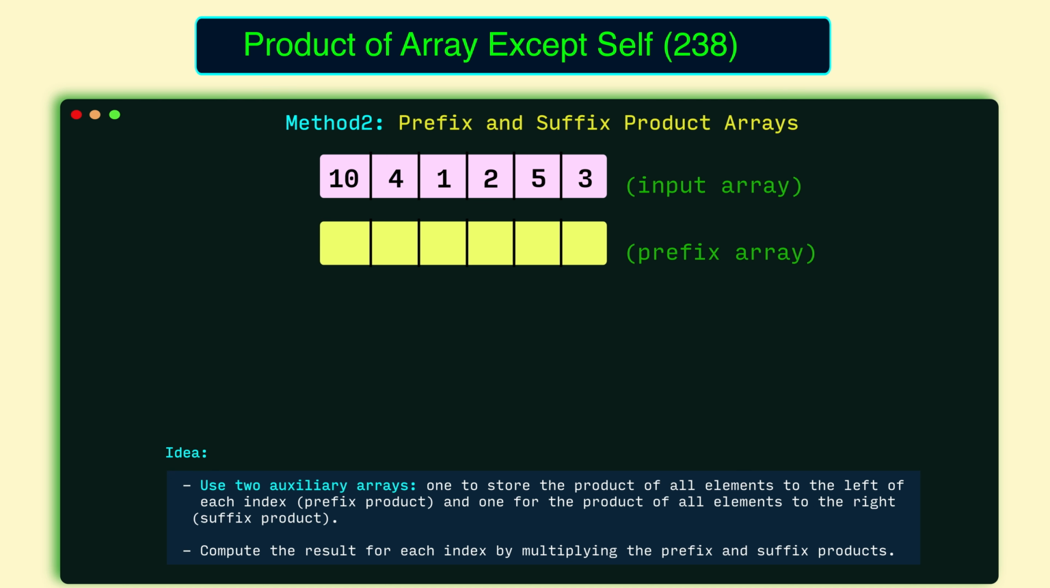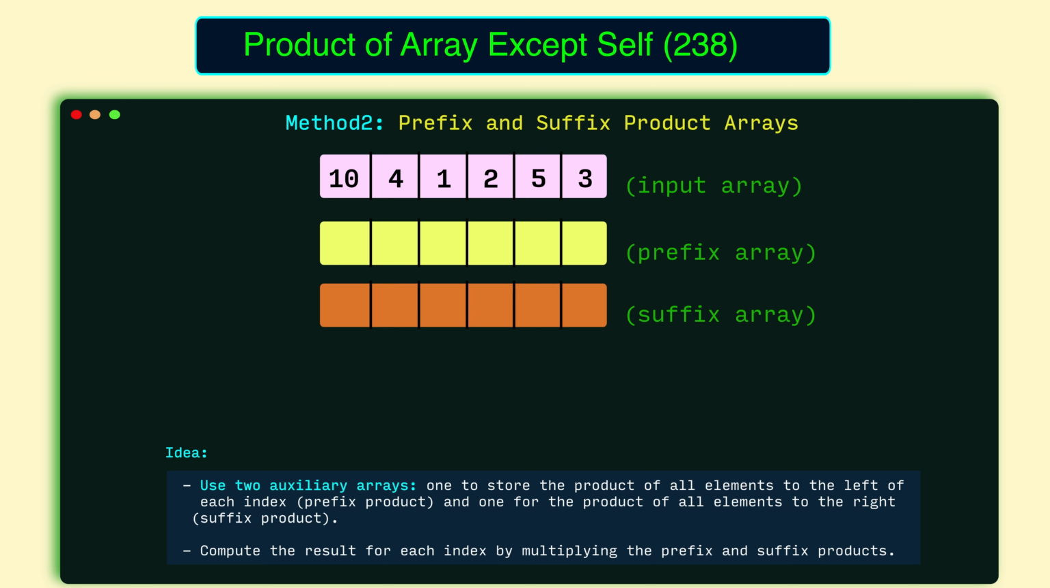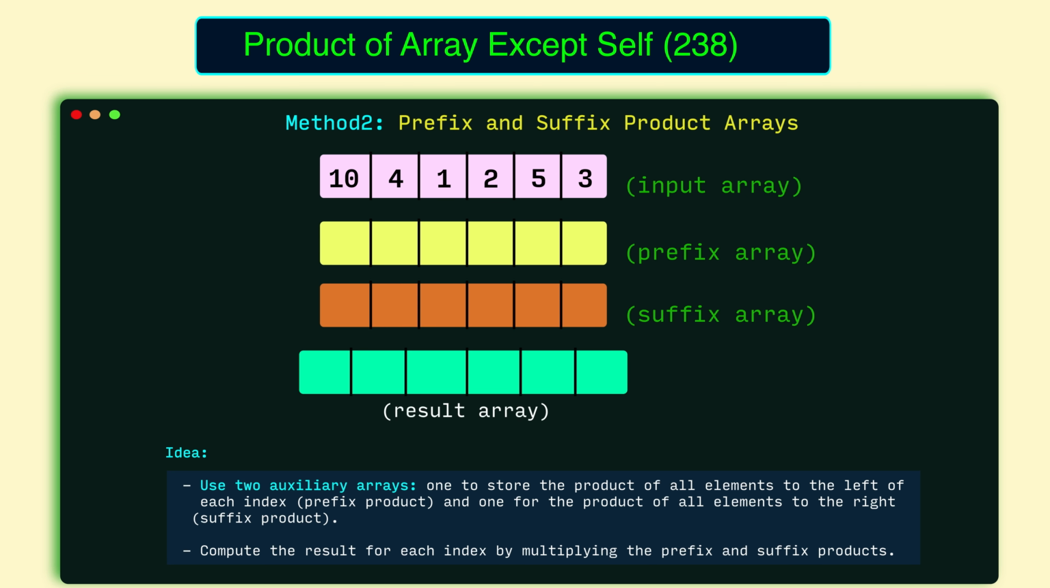During the iterations, we will store the prefix and suffix products separately in two different arrays. Once all the prefix and suffix products are calculated, we will multiply the prefix and suffix values at the same index, which will give us the final result.